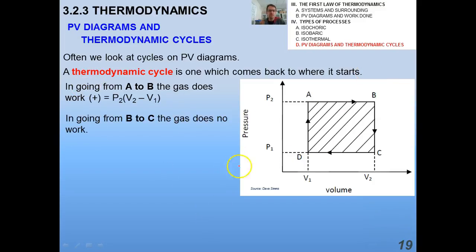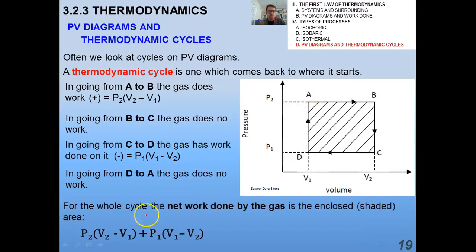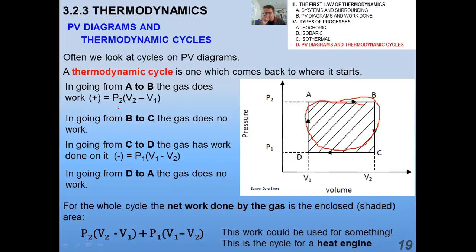We can figure out the amount of work done in each part of the cycle. Obviously, in this case, from B to C and from D to A, there's no work done because delta V is 0. For the whole cycle, the net work done by the gas is the enclosed or shaded area right here, because remember this is positive work and this is negative work. When you add it all together, you're figuring out the area of that shaded box. For any cycle, that's how you find the net work done by the gas.